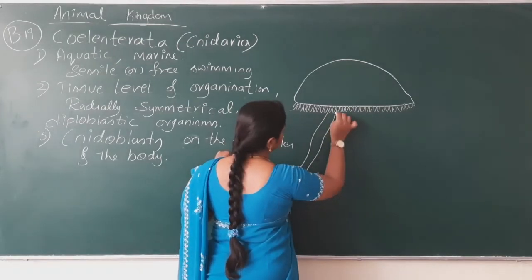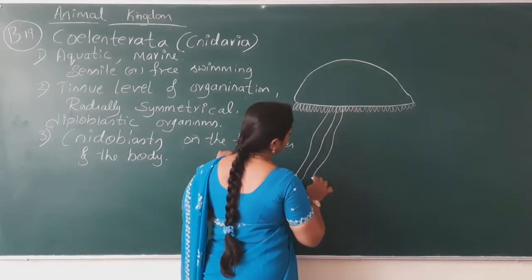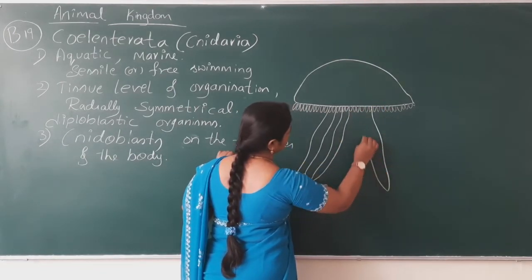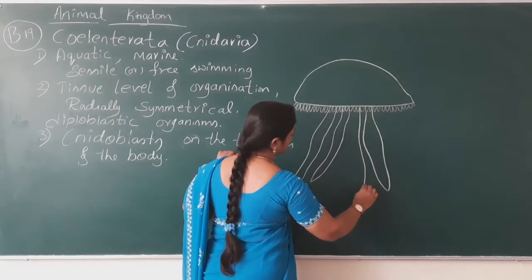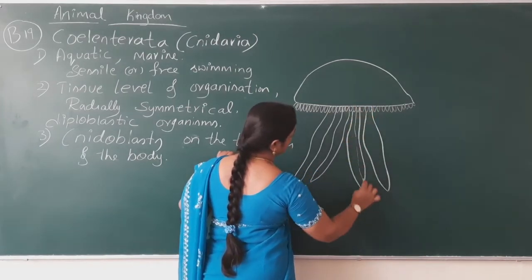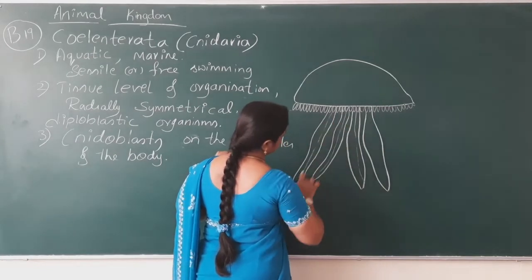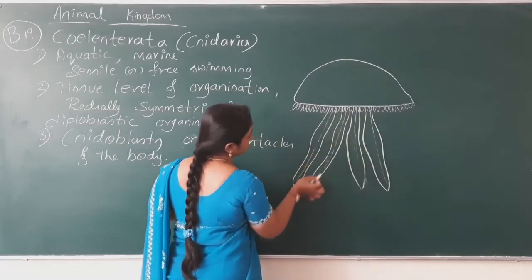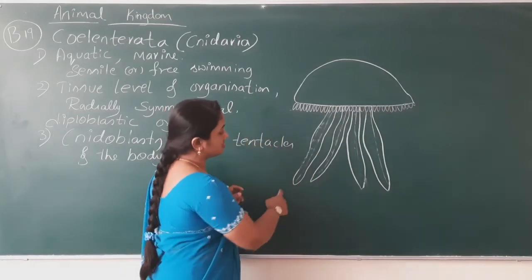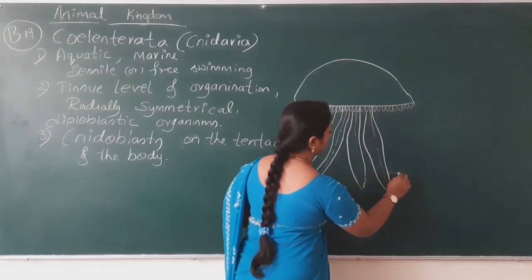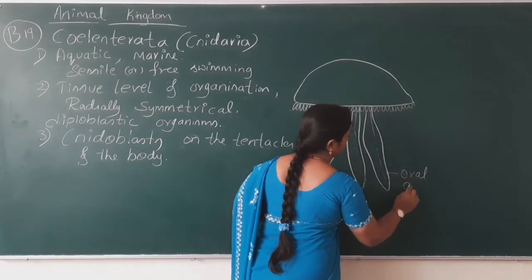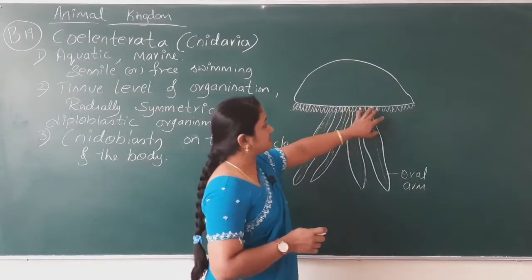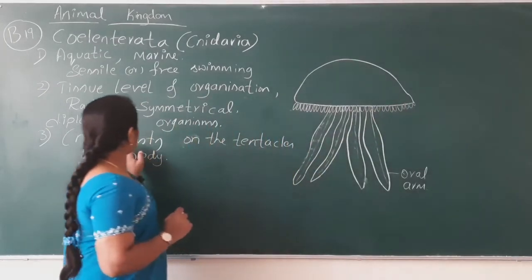And it has oral arms. So these are the four oral arms. I will come to this a little bit later. Let me complete the meaning of this character.